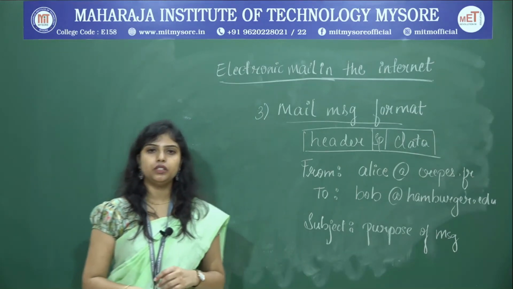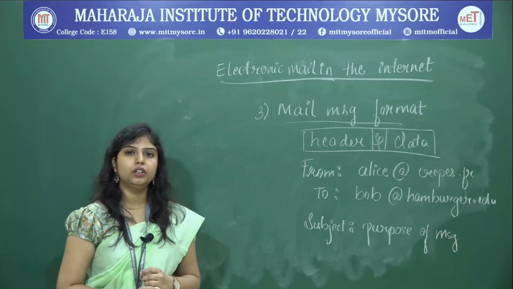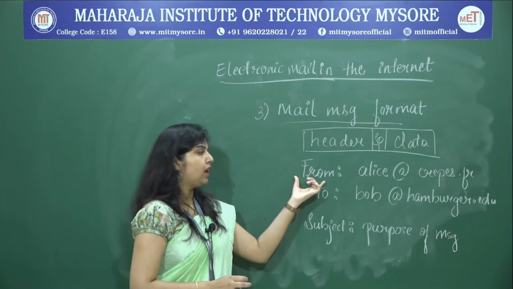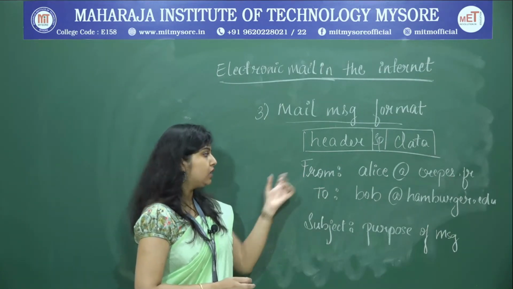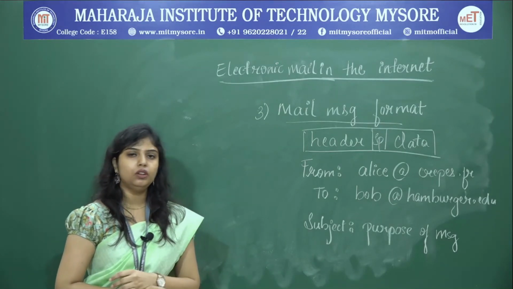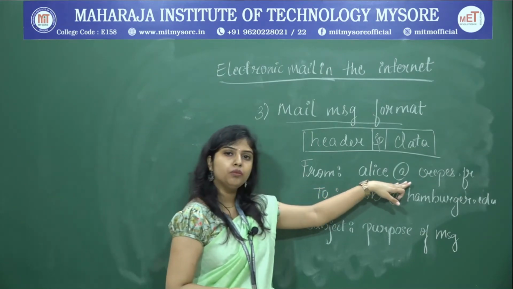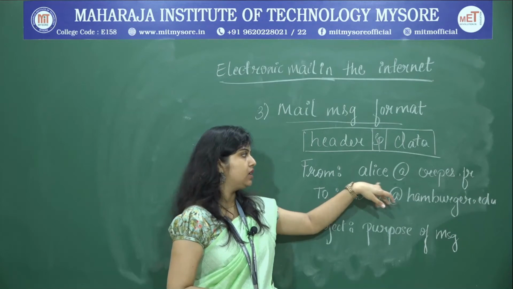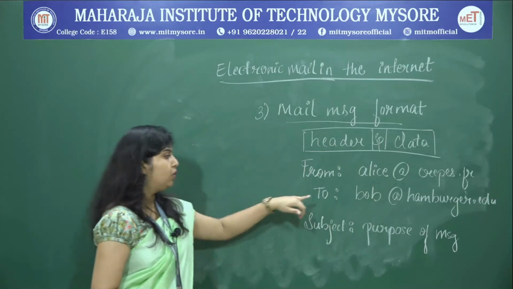Why do we need to have a header? We should know from whom we are sending and to whom we should send. This information we should have. That is why this is a typical header example. Here we have the header lines From, To and Subject. These are the common header lines which we see in an email. There are many other header lines also, but as of now we will concentrate on these. Why do we need From? It will say from whom we are sending the email. Here we are sending the email from alice@creeps.fr. This is the email ID of the sender, and whom are we sending to?